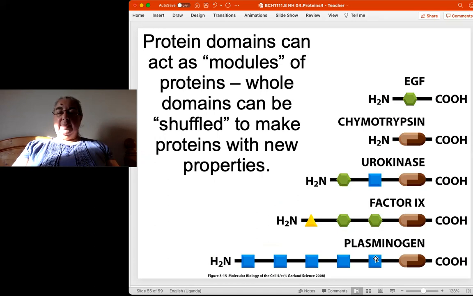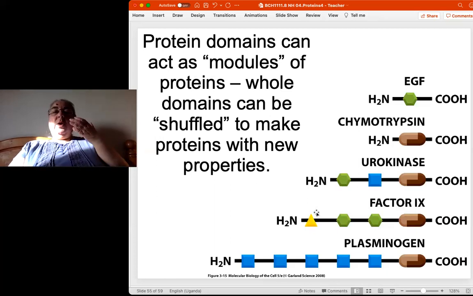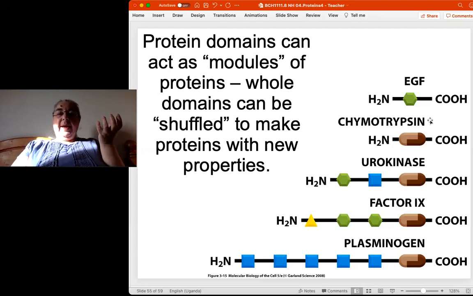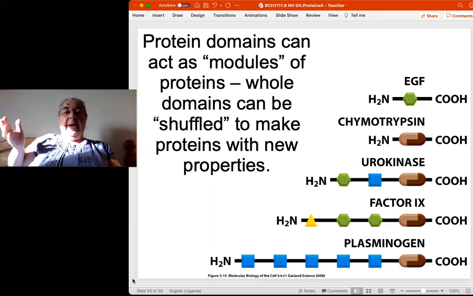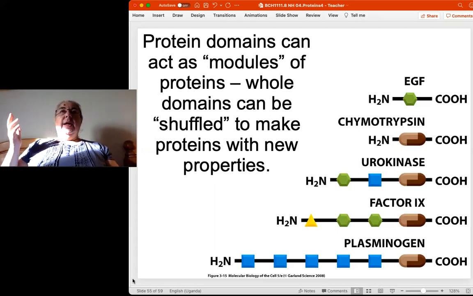But if we look at plasminogen, we can see that plasminogen has a number of the same domain. And here's factor IX, factor 9, which has the brown domain, the green domain, and another different one, a yellow triangle. So these different domains with their own different structures and different functions can be joined up together to make new proteins with different properties.